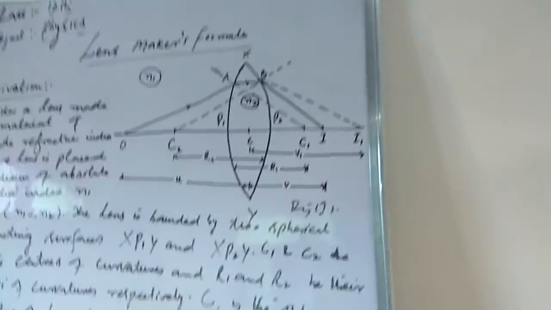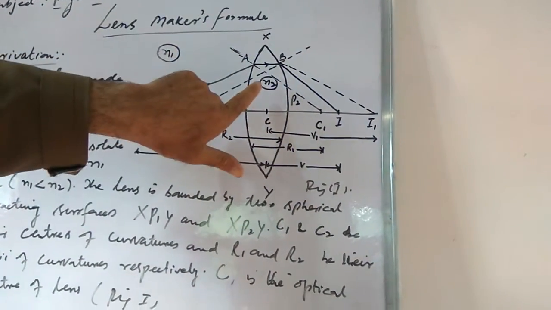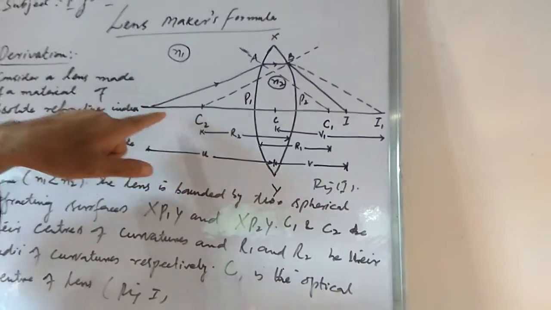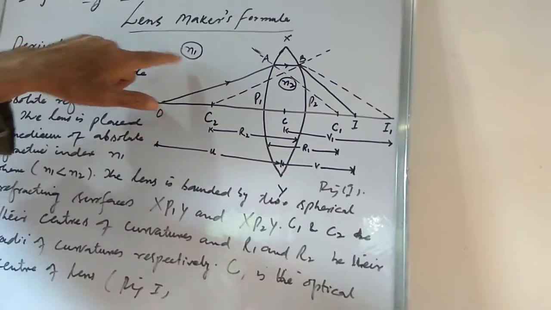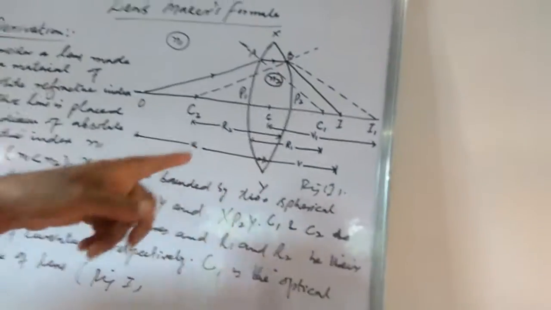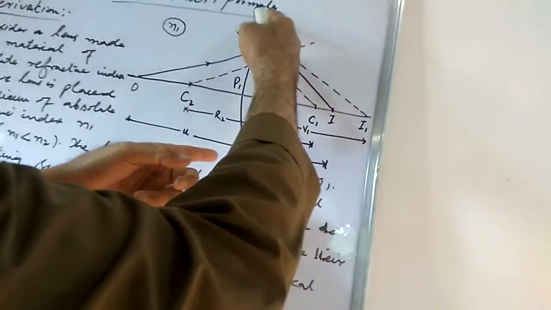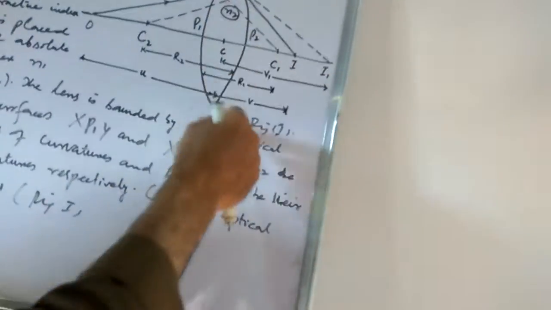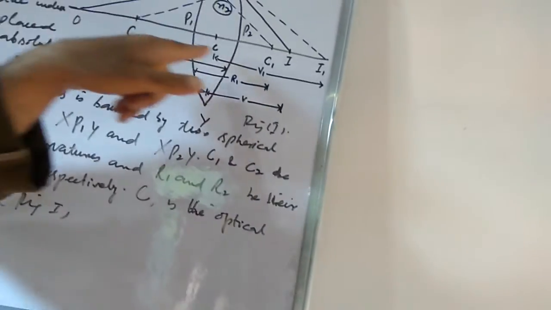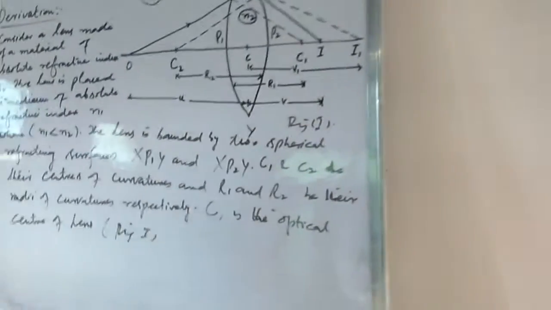I will repeat it. Here is a lens of absolute refractive index N2, placed in a medium of refractive index N1, where N1 is less than N2. The lens is comprised of two spherical refracting surfaces XP1Y and XP2Y. C1 and C2 are the centers of curvature, R1 and R2 are the radii of curvature, and C is the optical center of the lens. I have written it here. Now after that, look here.